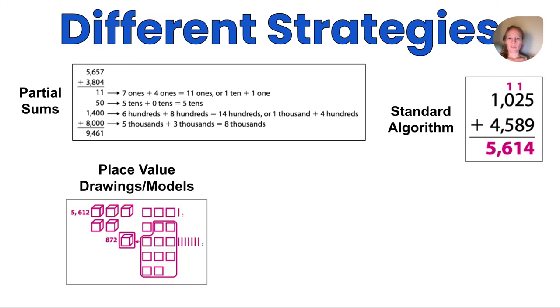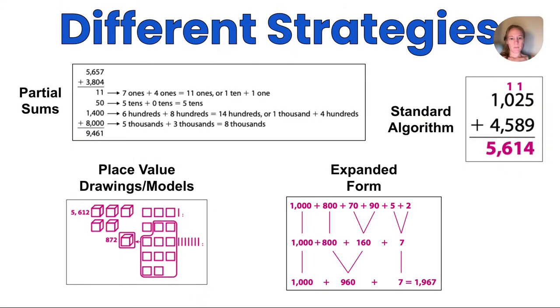Another one is using place value drawings or models. So like this one would be 5 thousands blocks, 6 hundreds, 1 ten, 2 ones, and you would do the same for the other number. This part right here is showing how you had to regroup because there were 8 hundreds and 6 hundreds, which is 14, so you can't put a 14 in the hundreds place.